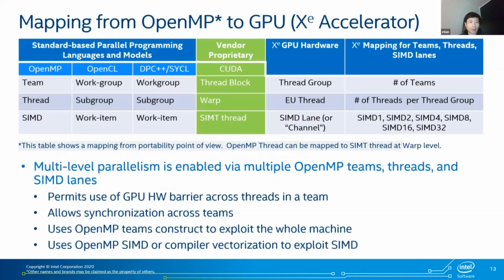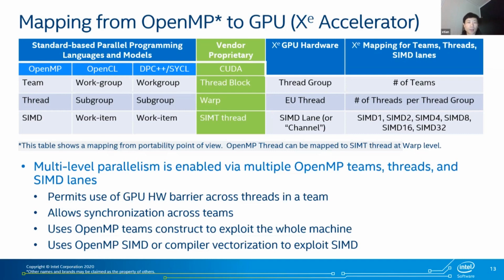Okay. All right. So next, after we define the subset, we need to understand how to map those OpenMP concepts to, for example, the Xe GPU hardware, right? If you look at the programming models, there are standard-based parallel programming languages and models. OpenMP comes from the OpenMP standard committee. OpenCL is from the Khronos standard committee. And DPC++ is based on the Khronos SYCL standard, right?